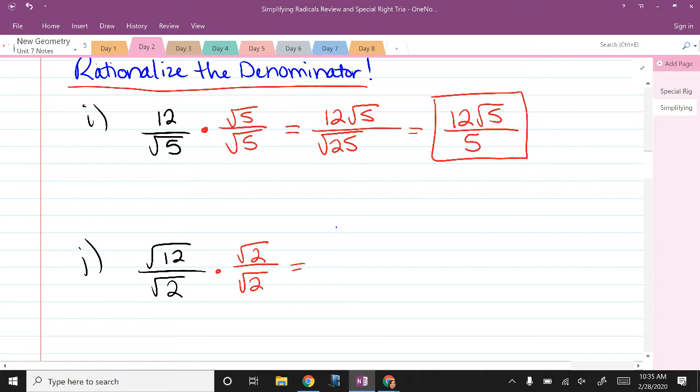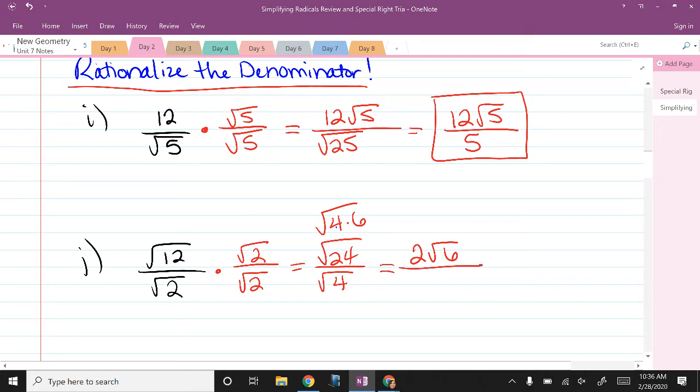So go across. What's radical 12 times radical 2? Radical 24. And what's radical 2 times radical 2? Radical 4. Now, does that 24, is there a perfect square that goes into that? 4 times what? Sorry, I jumped ahead. Radical 4 times 6. And what's the square root of 4? So that top is 2 radical 6. Y'all with me?